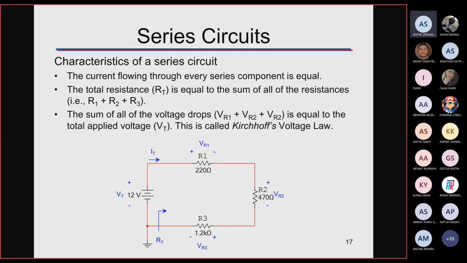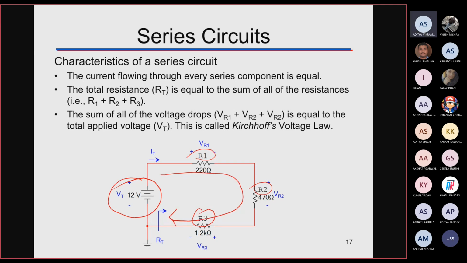So this is one representation of a series resistive circuit where we have a simple DC voltage source having a magnitude of 12 volt, and we have three resistors, R1, R2, and R3, which are connected in series. How can we say that it is connected in series? Because the same amount of current will be flowing through all these three resistors.